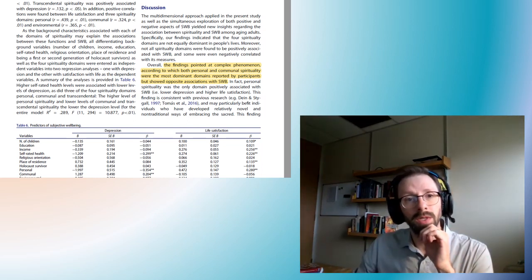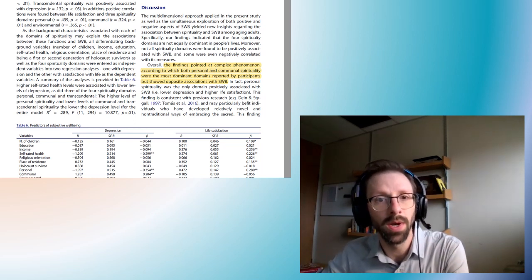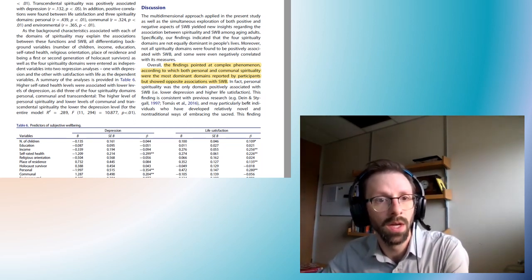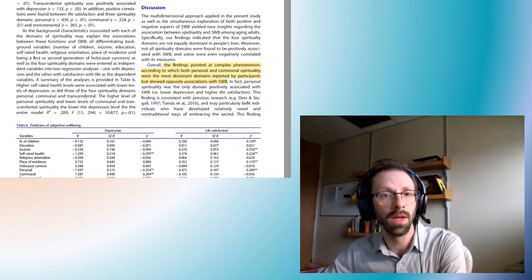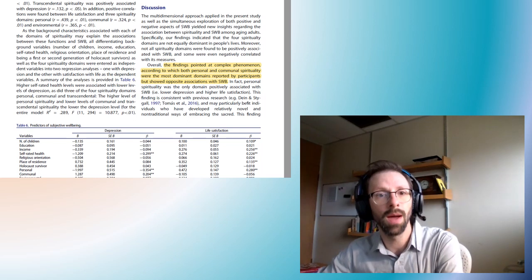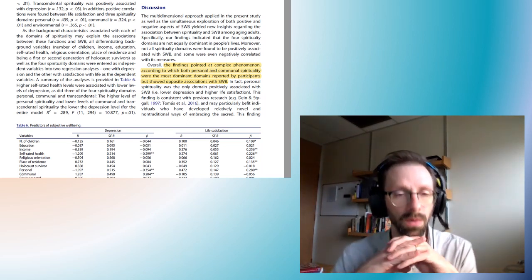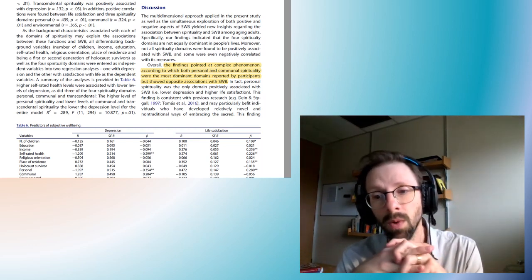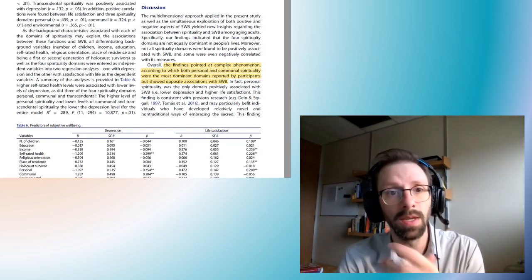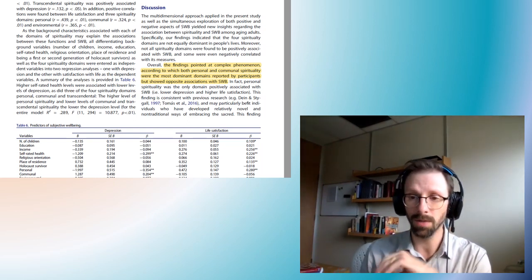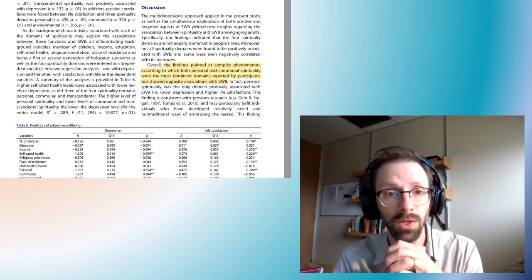Anyway, here's the discussion section. We can see an interesting observation. Overall, the findings pointed at a complex phenomenon, according to which both personal and communal spirituality were the most dominant domains reported by participants, but showed opposite associations with SWB. So that's interesting. We don't know exactly what that means yet, and maybe you won't have the expertise, but you can see they're stating what they think is interesting here. This is just an example of one thing that pops up in the discussion. Hopefully now by looking at the other parts, we have some context by which to assess this.